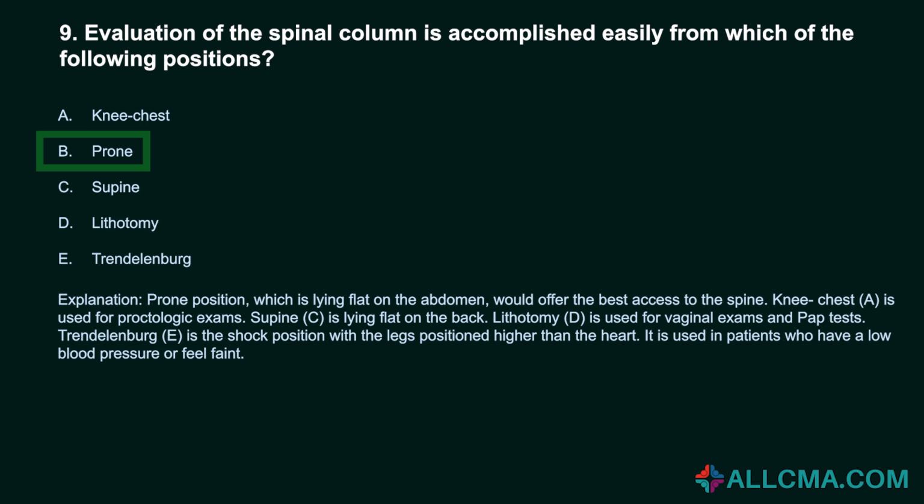Prone position, which is lying flat on the abdomen, would offer the best access to the spine. Knee chest, A, is used for proctologic exams. Supine, C, is lying flat on the back. Lithotomy, D, is used for vaginal exams and pap tests. Trendelenburg, E, is the shock position with the legs positioned higher than the heart. It is used in patients who have a low blood pressure or feel faint.